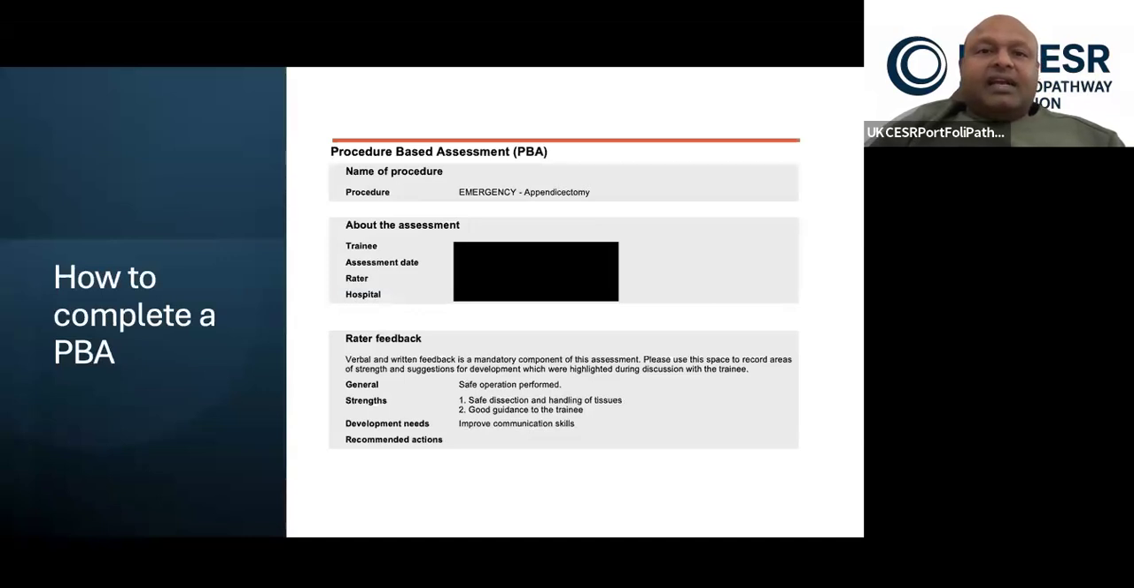For example, you did an emergency appendicectomy. Who is the trainee, what is the assessment date, and who is the rater. This is from ISCP, it automatically goes in there. Rater feedback: my rater has said a safe operation was performed, safe dissection and handling of the tissue, good guidance to the trainee. For example, if I'm assisted by one of the SHOs, I can explain what this is, and improve communication. So the development need is that I have to improve communication. If there's no recommended action, it means no action is needed.